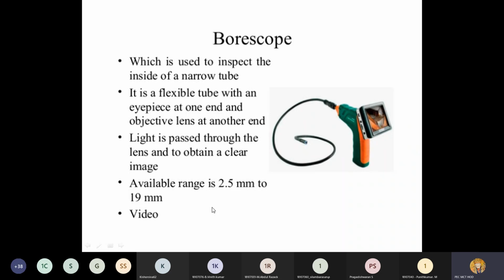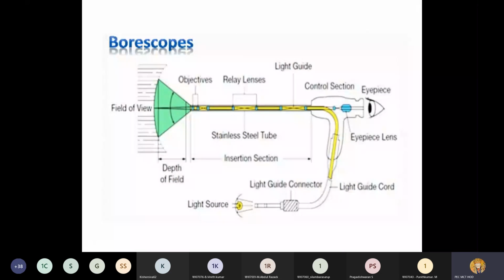In this schematic drawing, this is the main schematic drawing you have to draw. The question may be: what is a borescope and explain its working principles with a neat sketch.